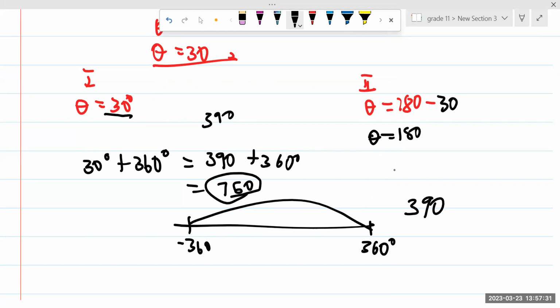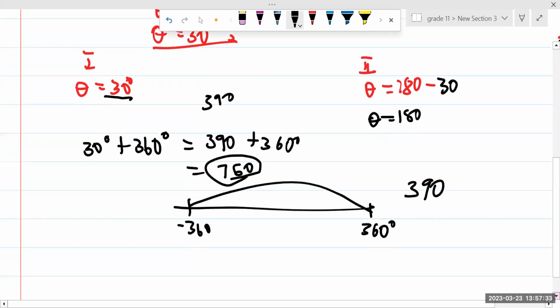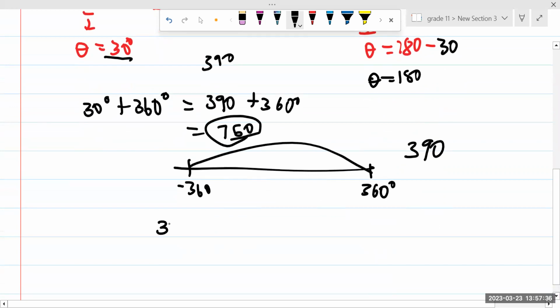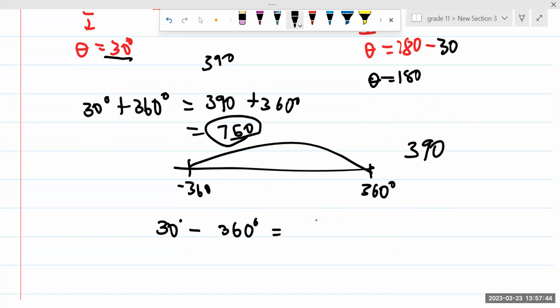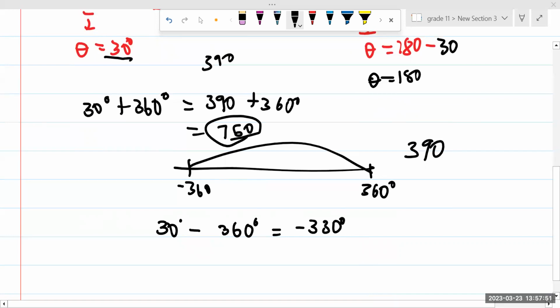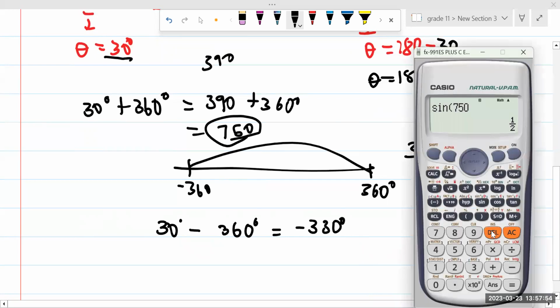If we say 30 minus 360 degrees, what is going to be 30 minus 360 degrees? You are going to get minus 330 degrees. Okay, come and check it. Minus 330 gives you that. So can we say, minus 330, does it give us a half? Yes, it gives us a half. So it's part of the solution.